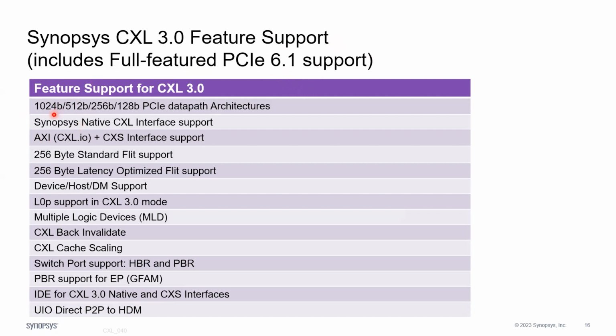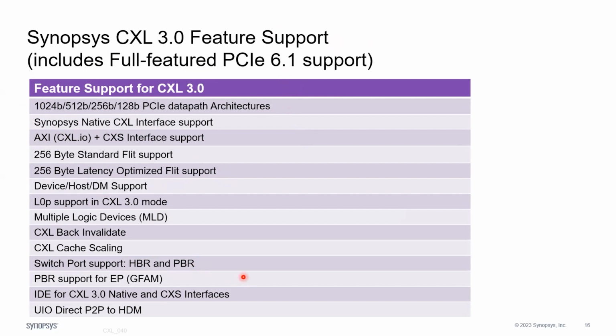And we have all these features in here, these different data paths for the different widths, the native CXL interface, the AXI that I mentioned, 256-byte standard FLIT support. You may have heard of the 256-byte latency optimized FLIT support. We support that as well. Device, host and dual mode support, and switch port support. That's another feature, and it's got two flavors, HBR and PBR.